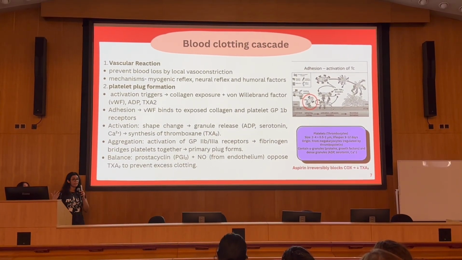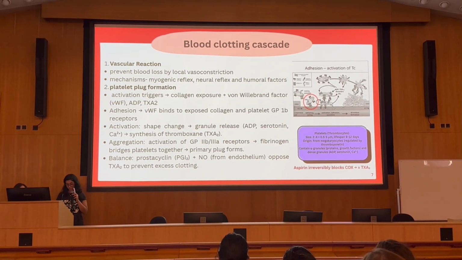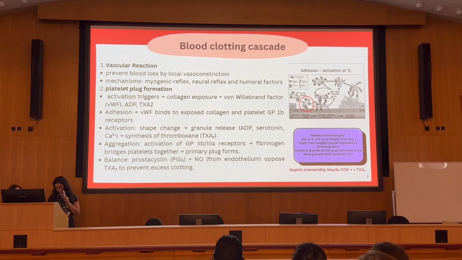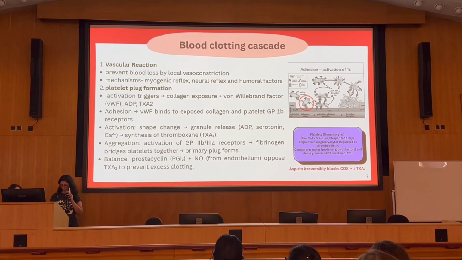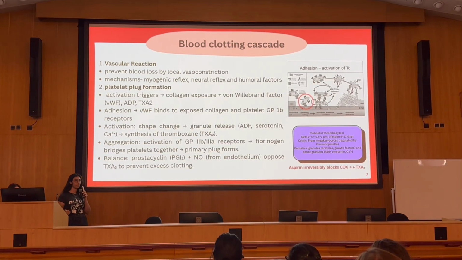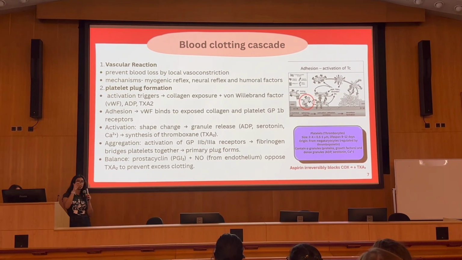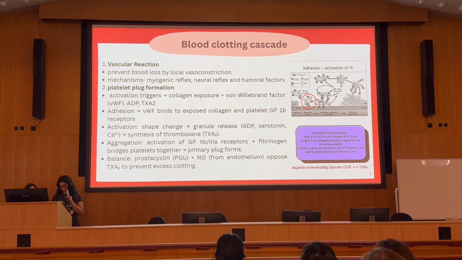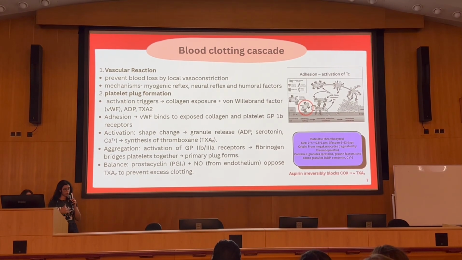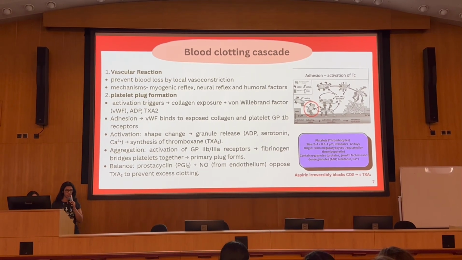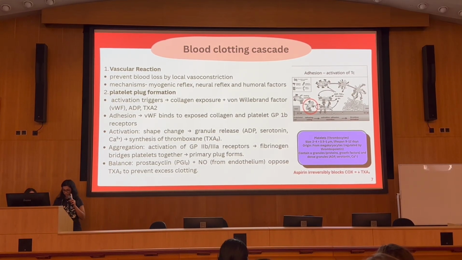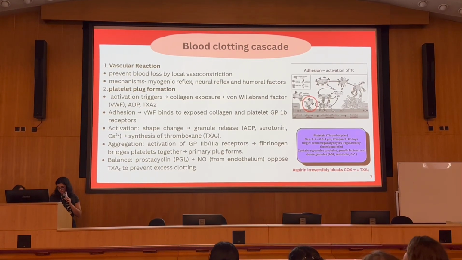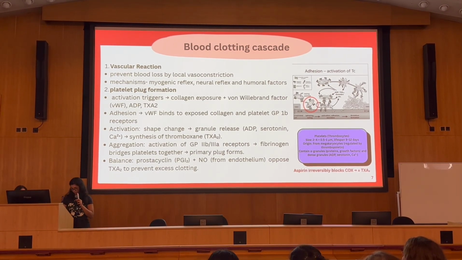And there are many mechanisms that happen here. One is the myogenic reflex, which is when the smooth muscles constrict, like I showed. Then you have your neural reflex. There are also pain receptors along there with the smooth muscles, and that's where the nociceptors act. And then you have your humoral factors like serotonin or thromboxane, which I'll explain, and they further constrict the vessel. And this narrowing gives platelets a chance to arrive and plug the gap before too much blood escapes. Then we have our platelet plug formation.